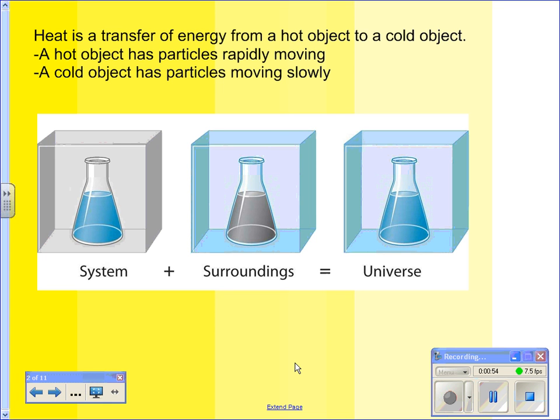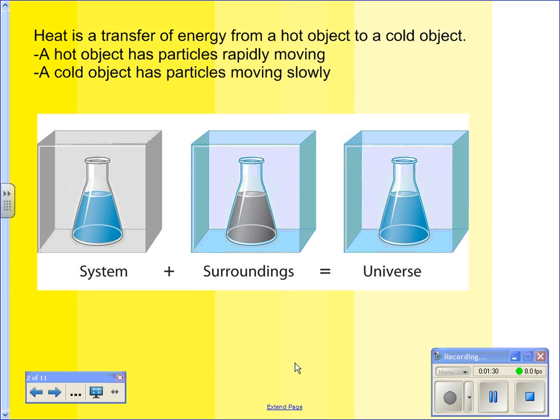So we'll get started with a brief review of what heat actually is. We think of heat as a unique form of energy, but it's actually a transfer of energy, and according to the laws of thermodynamics it always occurs from a hot object to a cold object. What makes something hot is that its particles, the atoms or molecules that make it up, are moving rapidly. A cold object has particles that are moving slowly. So really we're talking about a transfer of motion from a high-motion substance into a lower-motion substance.